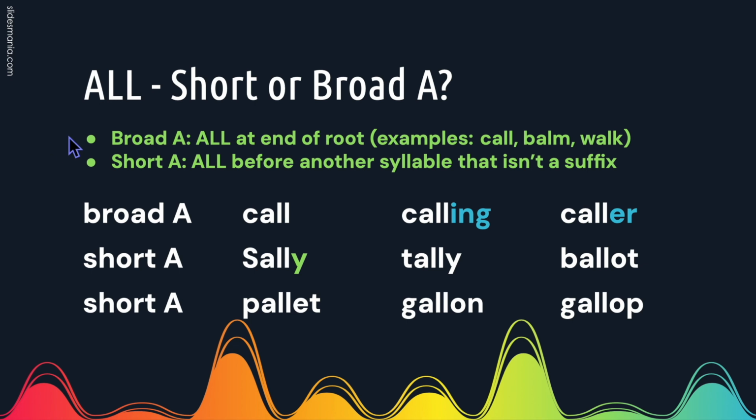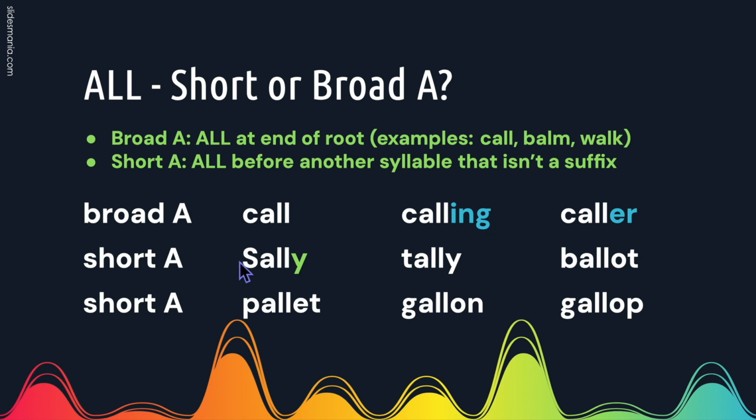If you're looking at a word that has ALL in it, and you're trying to decide, do I want the short A sound of a or the broad A sound of ah, remember these rules. If ALL comes at the end of a root, try the broad sound. If ALL comes before another syllable that isn't a suffix, try the short sound. For example, here we have ALL at the end of the root of the word call, so we use the broad sound of ah. Here we have calling. We can add suffixes to the end of the root and it doesn't change the sound.